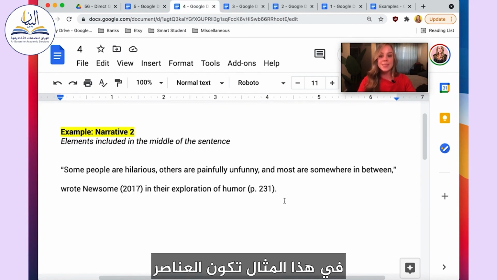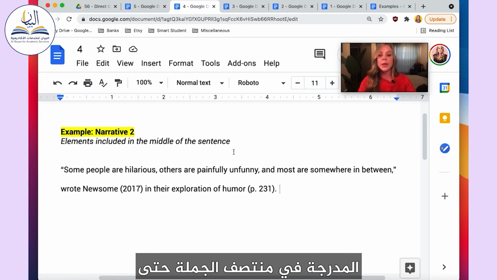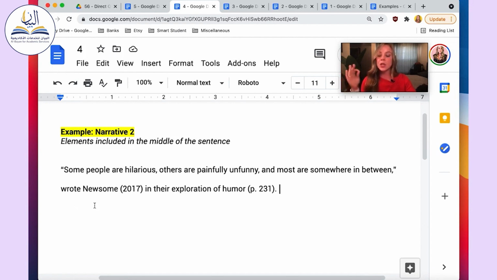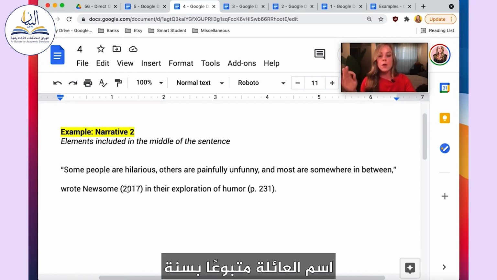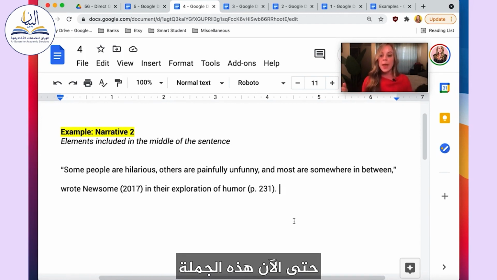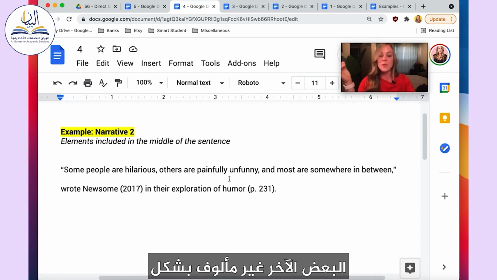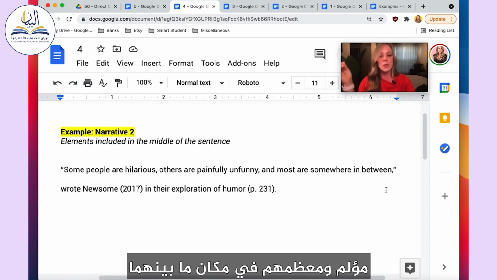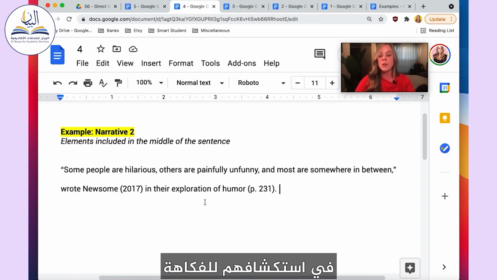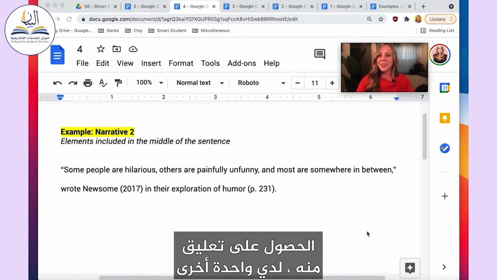Okay, so in this example, the elements are included in the middle of the sentence. So as you can see, the direct quote starts the sentence, and then you would include the author's last name, followed by the year of publication, and then the source locator at the end of the sentence, just like before. So now this sentence would read, some people are hilarious, others are painfully unfunny, and most are somewhere in between, wrote Newsome 2017 in their exploration of humor. What do you think? Not bad? Starting to get the hang of it?